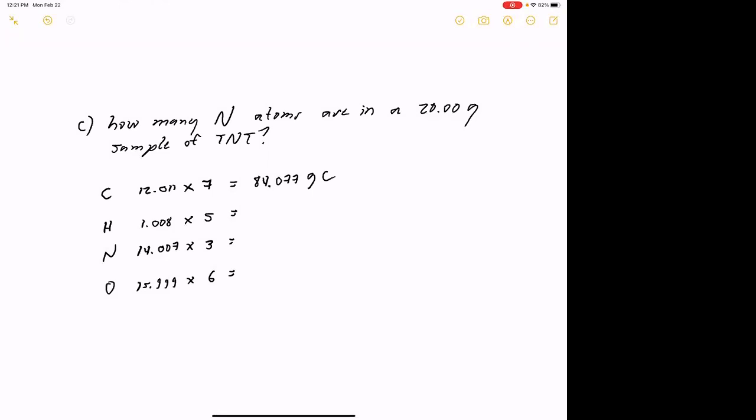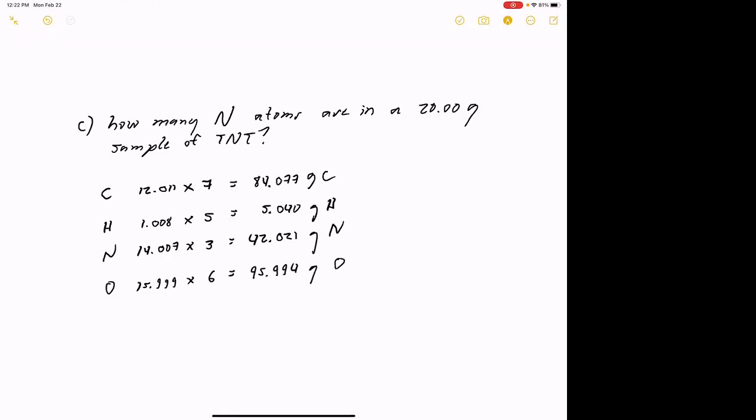Do your math, work across, get 5.040. That's grams of hydrogen. For nitrogen, you get 42.021. That's grams total of nitrogen in the formula per mole. And oxygen is going to be 95.994.